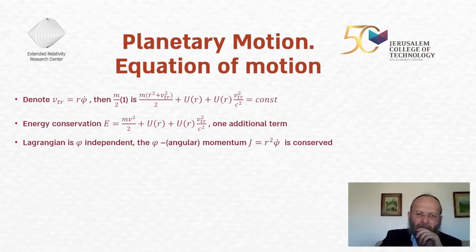Now, if you look at the Lagrangian, there is independence also of phi. So we differentiate by phi dot, and we obtain only one term, r squared phi dot, and this is conserved. That's the angular momentum conservation. So we have another equation connecting phi dot with r and j.